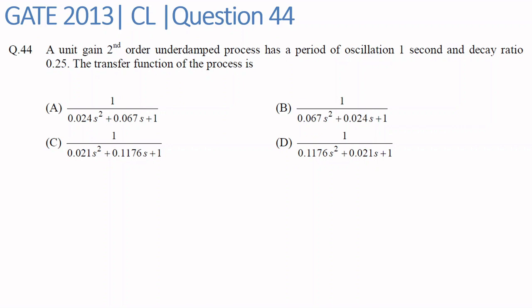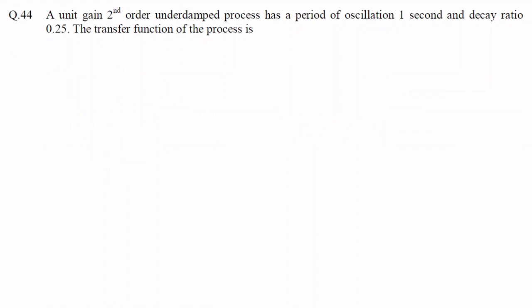So in this given question we have been given a second order process, and then we have been given a few of these features such as this period of oscillation, decay ratio, and we have been asked to write down the transfer function using the information that has been provided. The first thing we have been provided is the unit gain. So the gain we can write as Kp, and here we have been given it as 1. Then we have been given a second order underdamped process, that is a second order system.